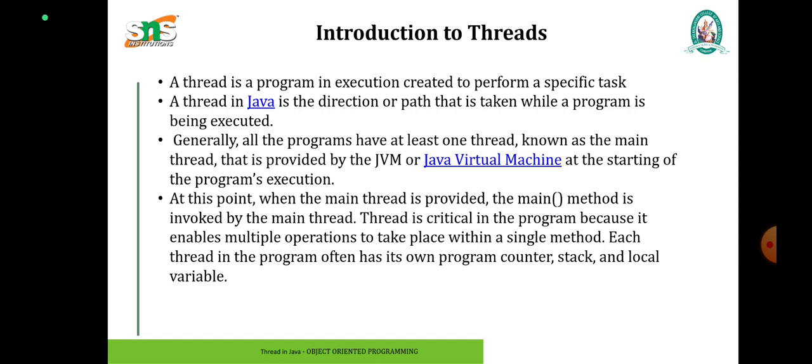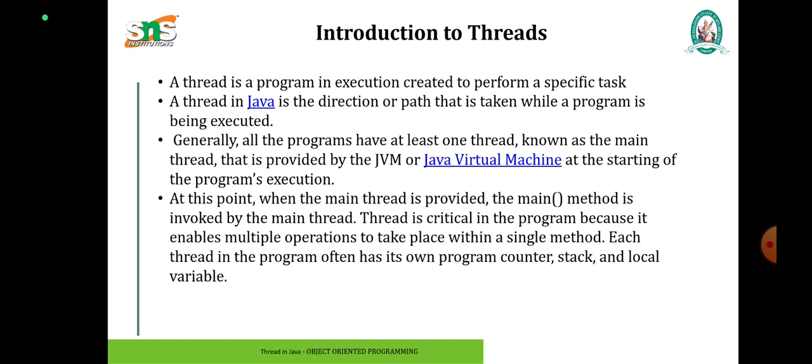A thread is a program in execution created to perform a specific task. A specific task can be performed with the help of thread. A thread in Java is the direction or path that is taken while a program is being executed. Generally, all the programs have at least one thread, and that is known as main thread, that is provided by JVM, that is called as Java Virtual Machine.